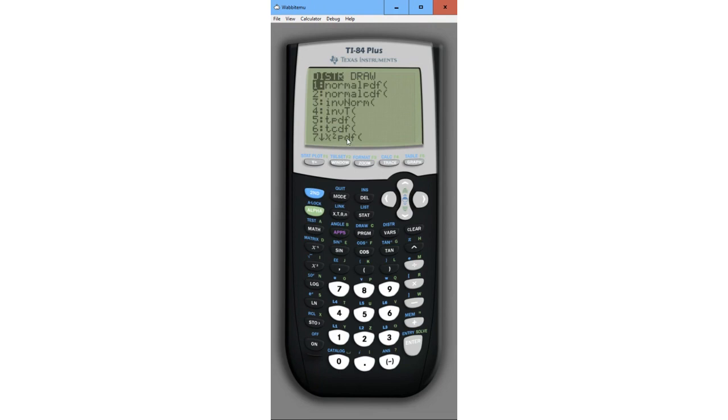The two is what you want. Make sure you always use this one. It's the normal CDF. So unlike chapter 5, where you used binompdf, you will always use normalcdf here. Hopefully you'll understand the reason for that, and hopefully it'll take some of the pressure off, since there's not as much to deal with here as there was in chapter 5.